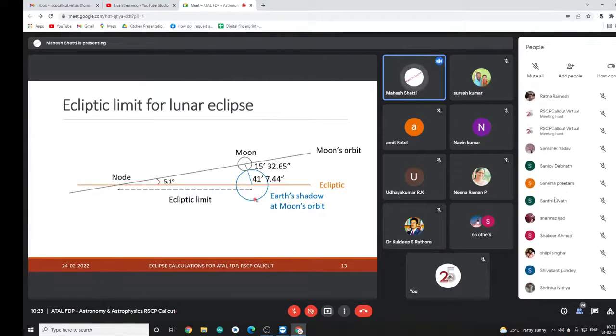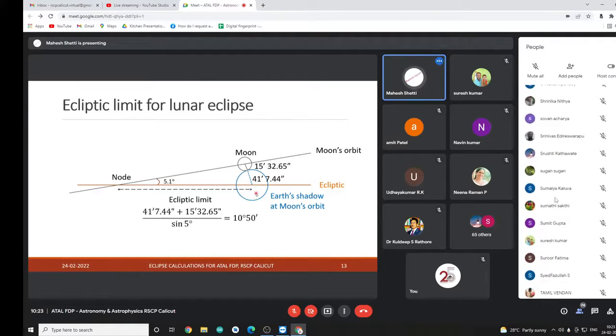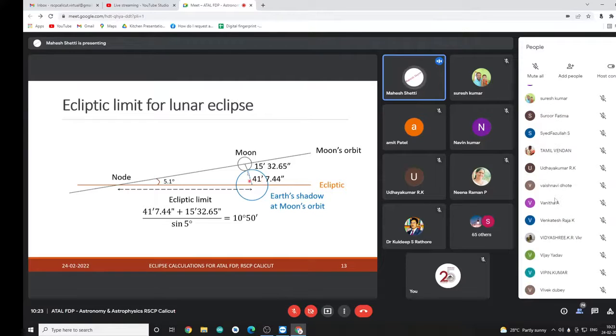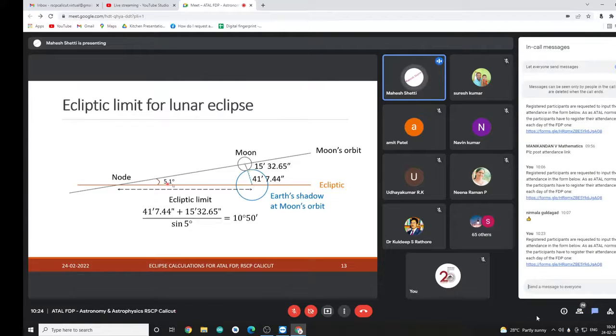So what is going to be the average ecliptic limit? Again, this angle plus this angle will give you this total side. This total side divided by sine of 5.1 degree will give you this particular side, which is 10 degree 15 minutes. What does that tell you?